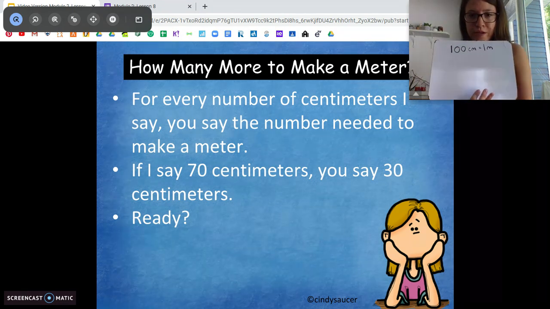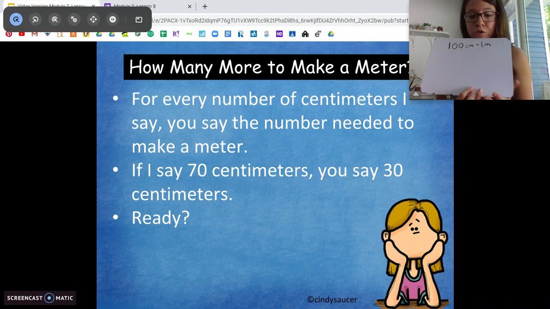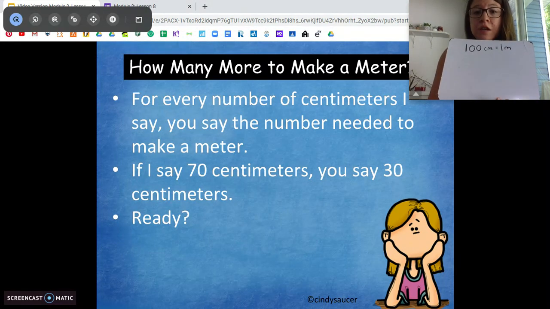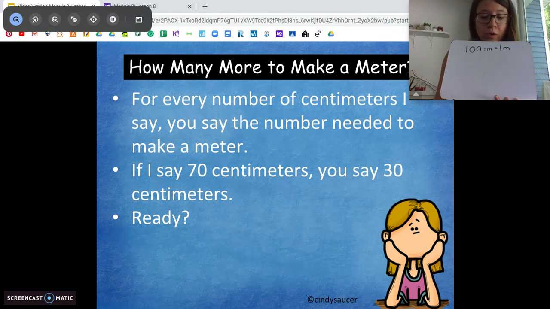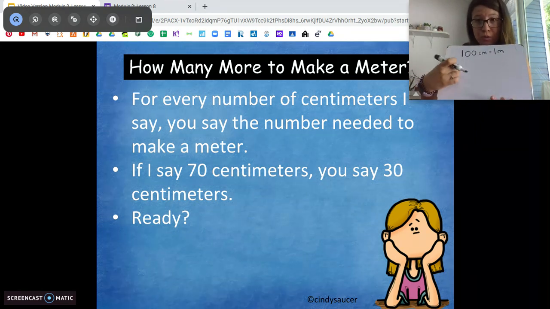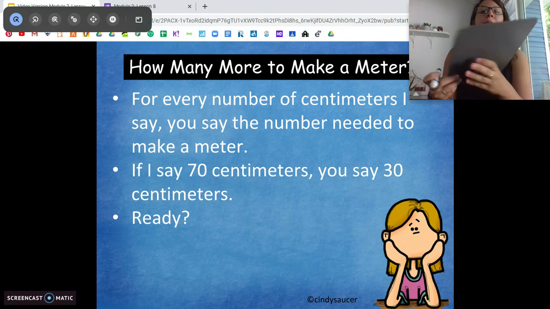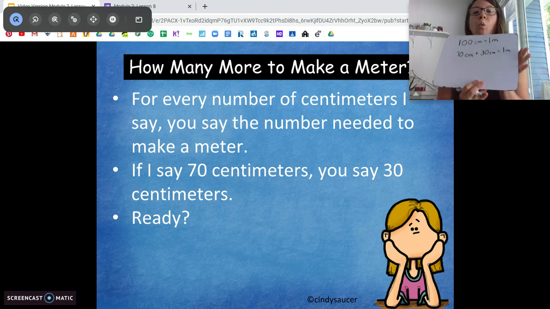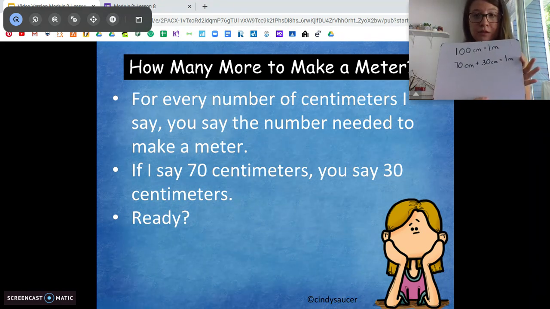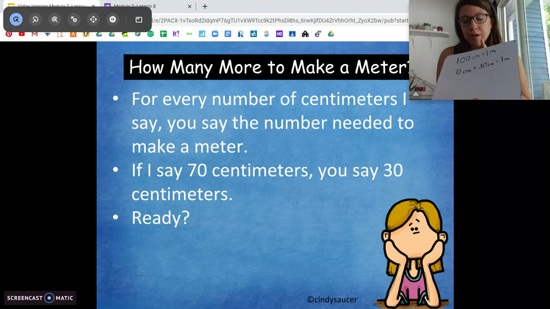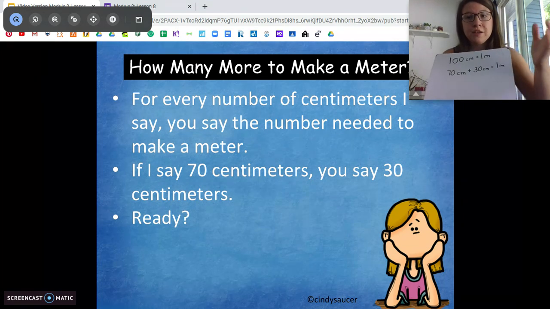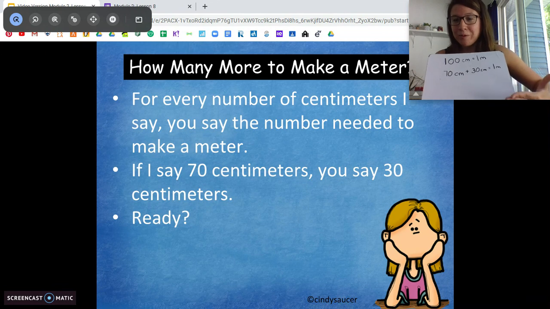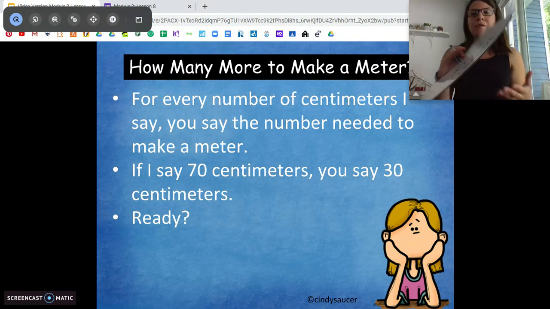What I'm going to have you do is I'm going to give you a length. So if I say 70 centimeters, you're going to tell me how many more centimeters we need to get to 100 or 1 meter. So basically what you're going to write on your board or on your paper is the number sentence. So 70 centimeters plus 30 centimeters equals 1 meter or 100 centimeters. Okay? So I'm going to give you a length. You're going to pause. You're going to find the missing number up to 100, write the number sentence down, and then we'll go over it together.